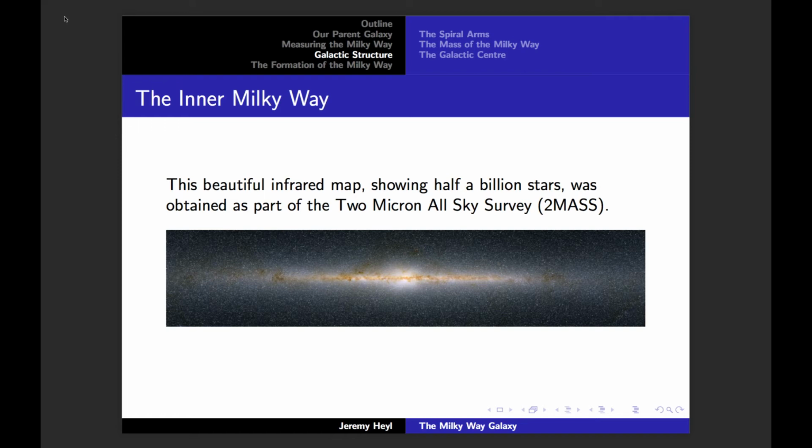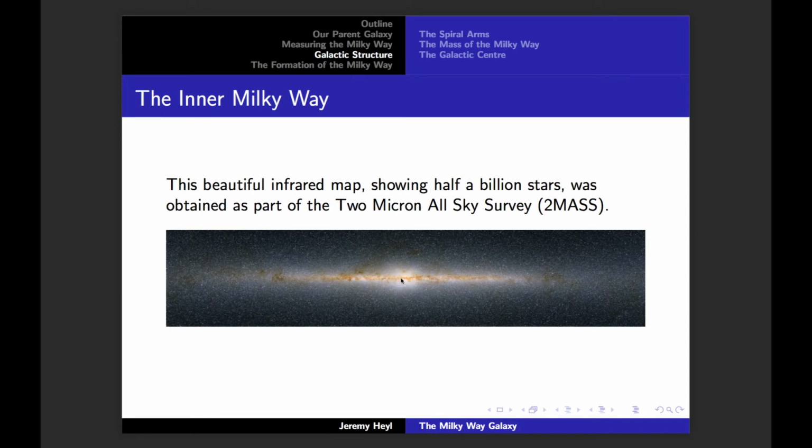So we can see now what the sky would look like if we had infrared eyes. We get a sense, first of all, that the disk is really quite thin compared to its extent. Remember, in visible light, we're seeing things that are closer up, so we see something that appears a bit thicker.